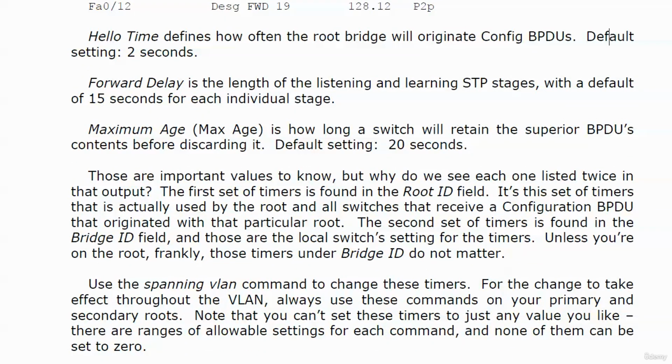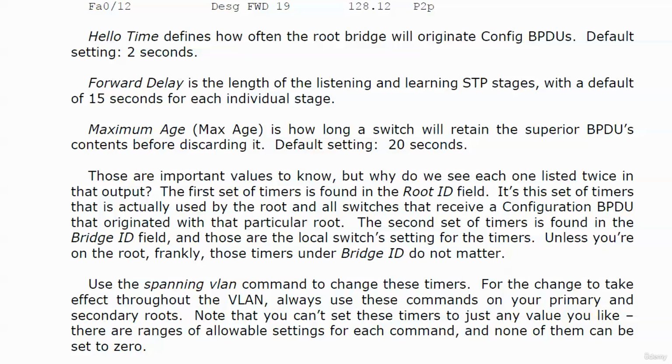The hello timer defines how often the root bridge is going to originate config BPDUs. And the default setting there is 2 seconds. The forward delay is the length of the listening and learning stages, 15 seconds each by default. And the max age, or maximum age, is how long a switch will retain its superior BPDU's contents before discarding it. Because after 20 seconds or so, the switch just says, okay, I haven't heard anything lately, and I'm going to go back into another state and come out of forwarding mode. The default setting there is 20 seconds. So those are important values to know, and we know now why we see each one listed twice.